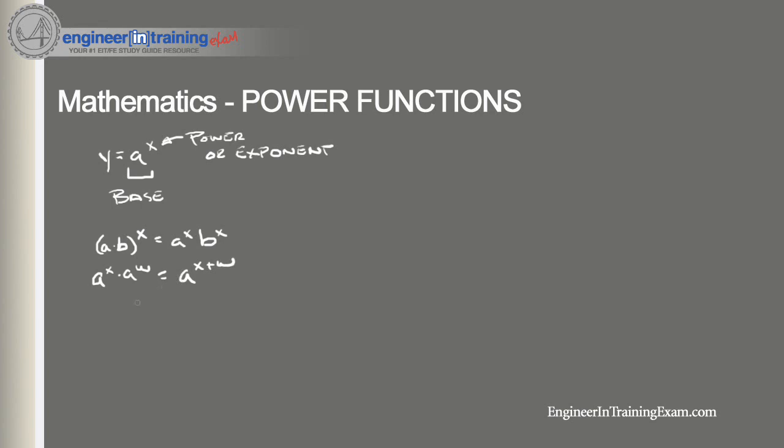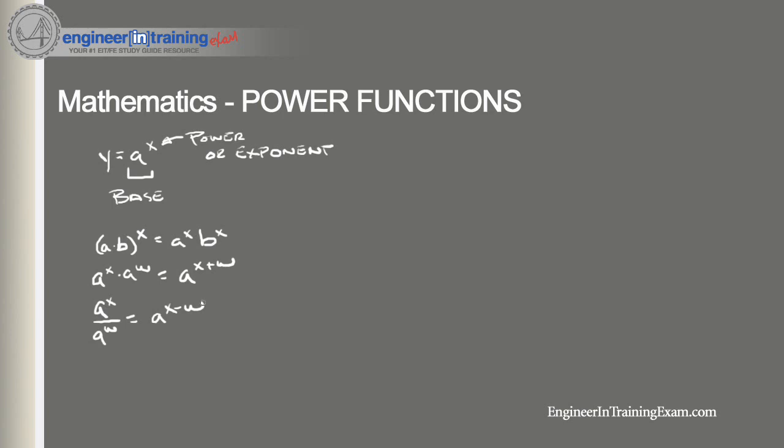Now, what if we're given a function where one power function is being divided by another power function of the same base? Say we have a raised to the x divided by a raised to the w. The rule here is that this function can be rewritten by taking the exponents and subtracting them from one another and setting that against the common base. So in other words, you can rewrite it as a raised to the x minus w.